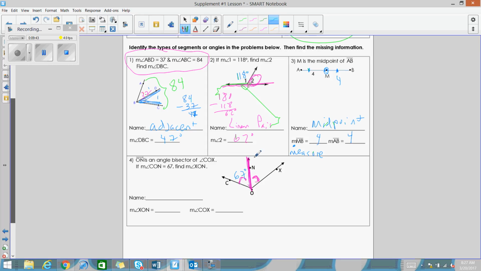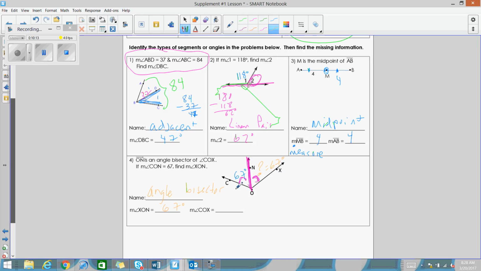All right, it is 67 degrees. What is the measure of angle XON? Now, XON is this. I don't know what this angle is. But since they're equal, this must equal 67 degrees, because it's an angle bisector. So CON is 67, NOX is 67.